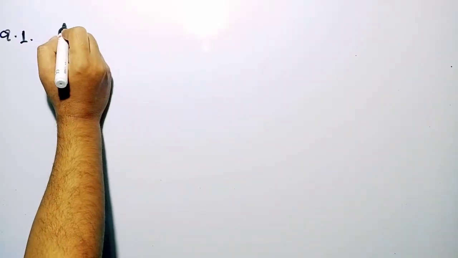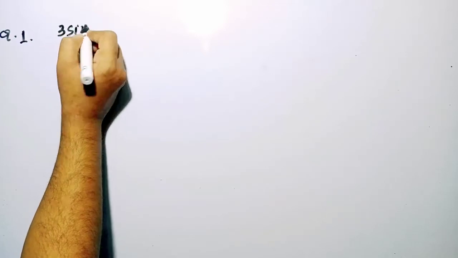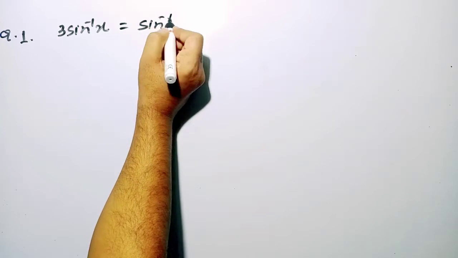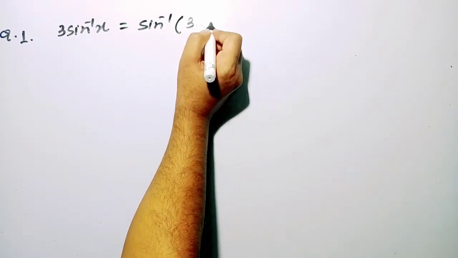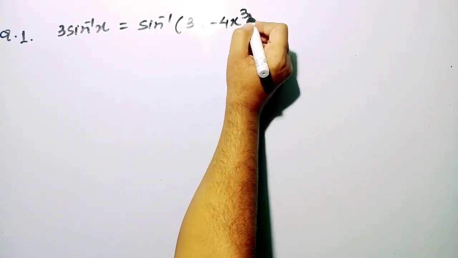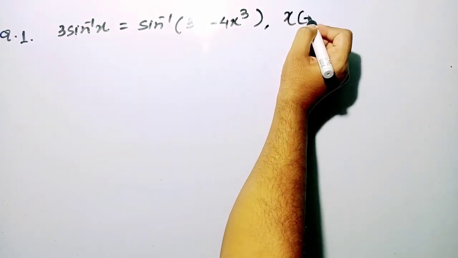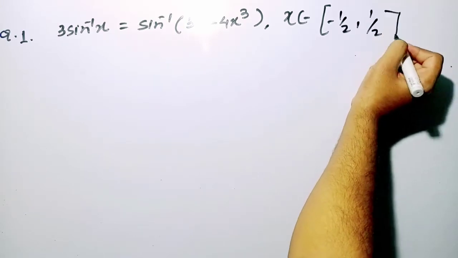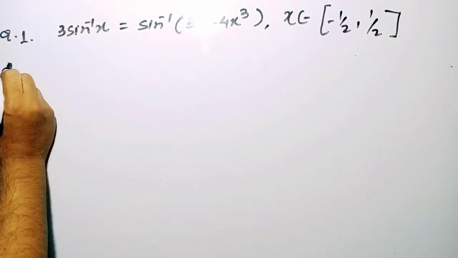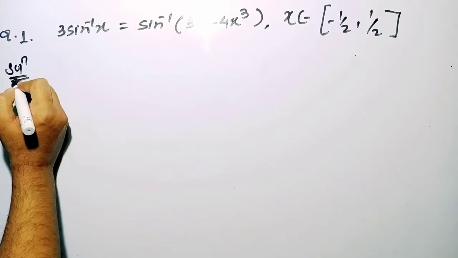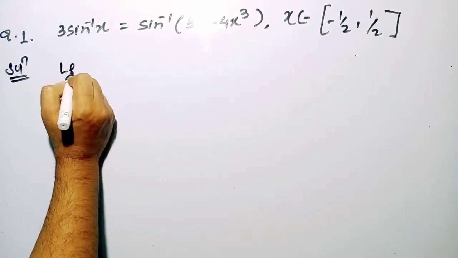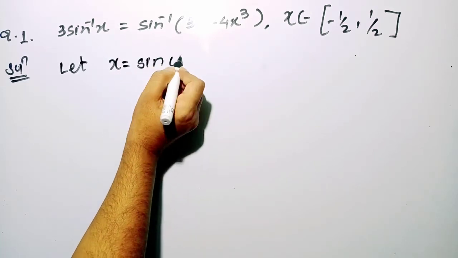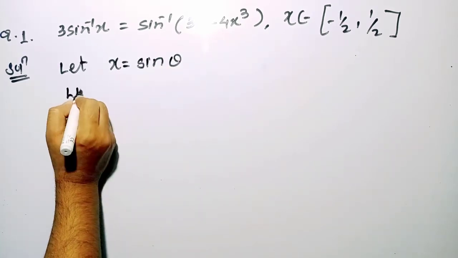So first question, we will solve the first question. The question is that 3 sine inverse x is equal to sine inverse 3x minus 4x cube, right? And x belongs to the closed interval minus 1 by 2 to 1 by 2, right students? So here you can see that 3x minus 4x cube, this is like a formula of sine 3 theta. So consider x is equal to sine theta, right students?